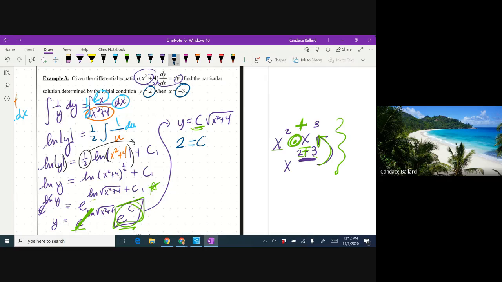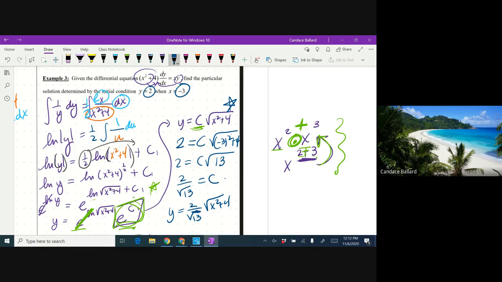So 2 equals c times the square root of (-3) squared plus 4. So 2 equals c times the square root of 9 plus 4, which is 13, right? And then I'm going to divide by the square root of 13. So 2 over the square root of 13 equals c. And to get your final answer, you're going to take this guy and plug him back into the equation, into the step right before you plugged in your initial condition. So y equals 2 over the square root of 13 times the square root of x squared plus 4.